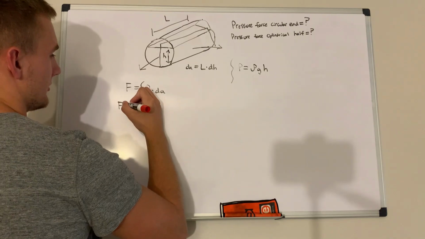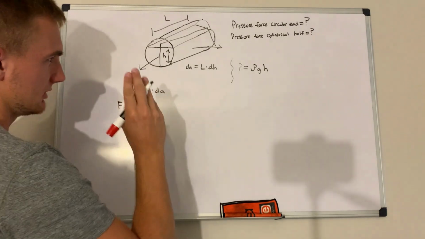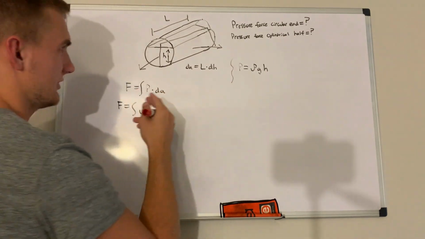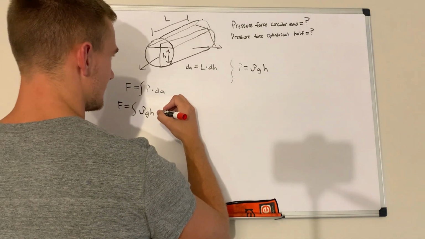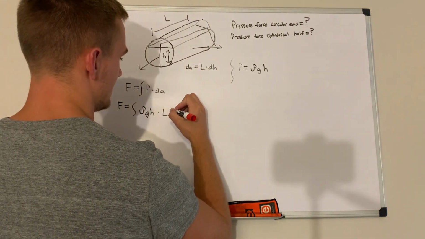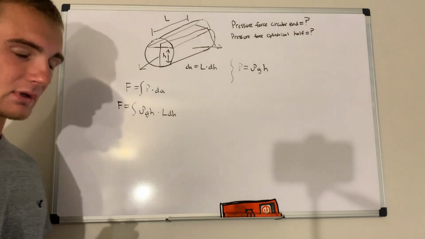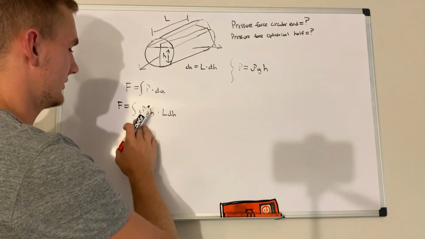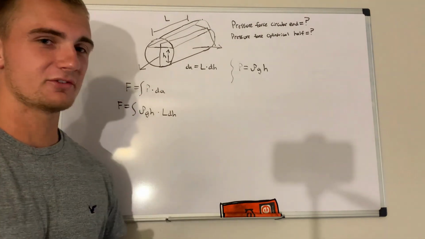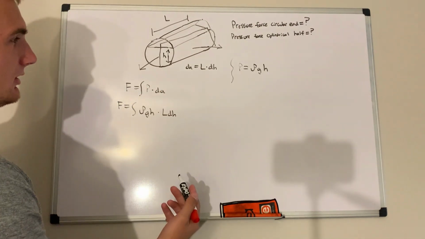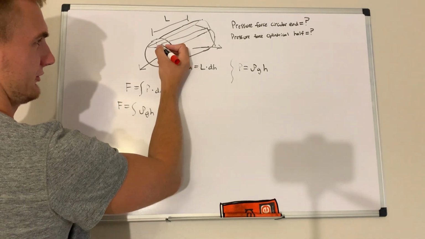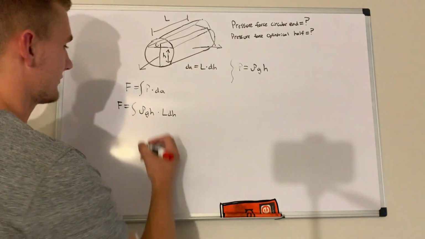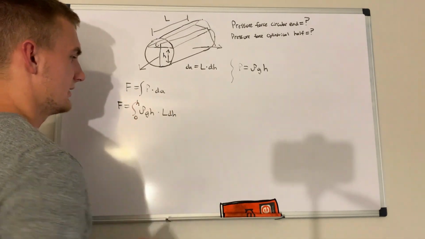So we have F equals the integral. Again, we want to add all of this up. So rho g H, substituting that in for the pressure of the fluid, multiplied by L dH. Now, what will be our bounds of integration here? We'll be going from 0, and if we say 0 is at the top or bottom, it really doesn't matter, to H, which is the height of the fluid.